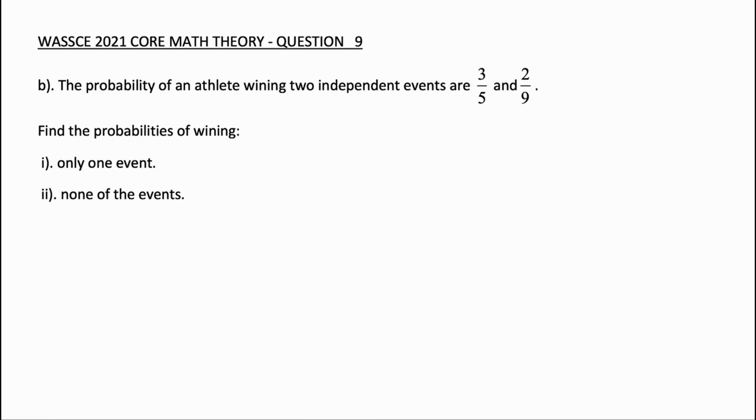Question 9B. The probabilities of an athlete winning 2 independent events are 3/5 and 2/9. Find the probability of winning I, only one event, II, none of the events. So let's begin with our solution for question 9B.